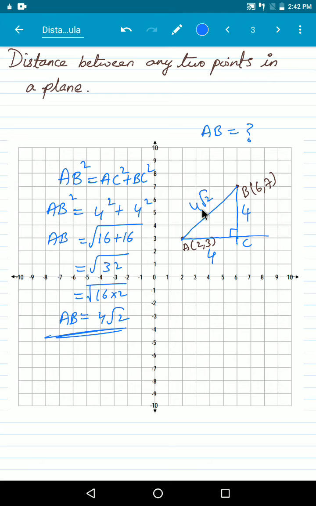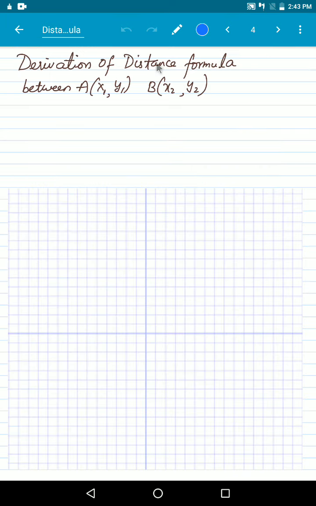Like this we can find the distance between the 2 points. But it would be better if we have a formula, right? We can directly substitute the values in the formula. So let us derive the formula. Derivation of the distance formula between the 2 points A (x1, y1) and B (x2, y2).